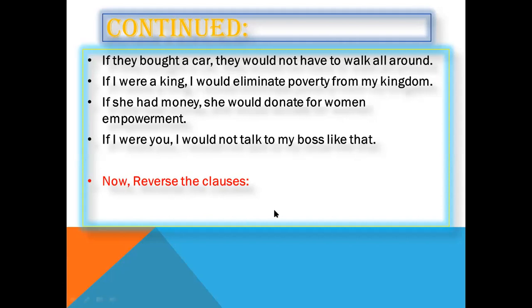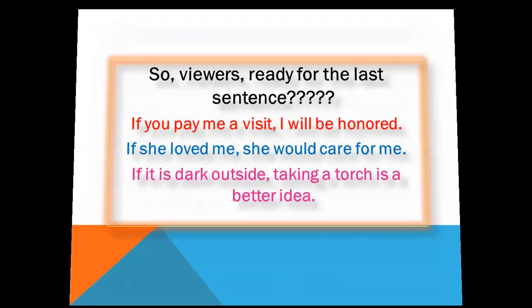So what I want you to do is first to reverse the order of the clauses of these sentences and see what you get as a result.